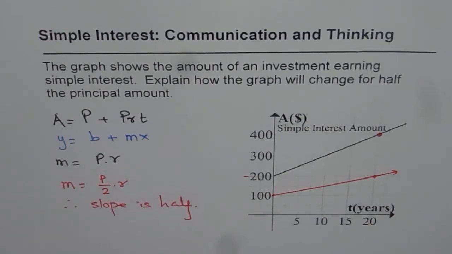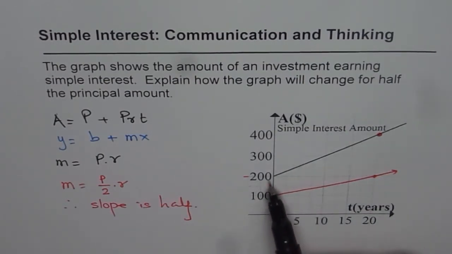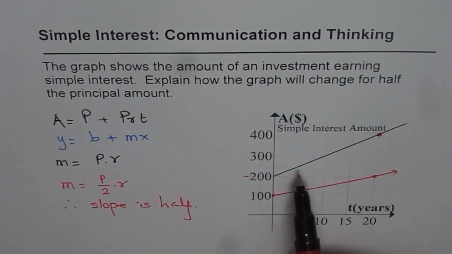So now let's read the question once again. The graph shows the amount of an investment earning simple interest. Explain how the graph will change for half the principal amount. I think you got the answer. So the graph will move down to half the amount, which is 100, and then constantly increase at a rate of half of the previous rate, right? So that is how you can answer the question, right?